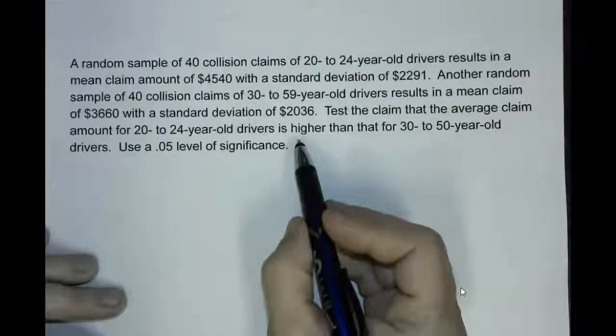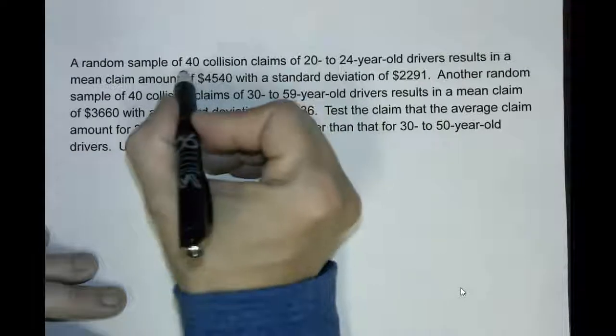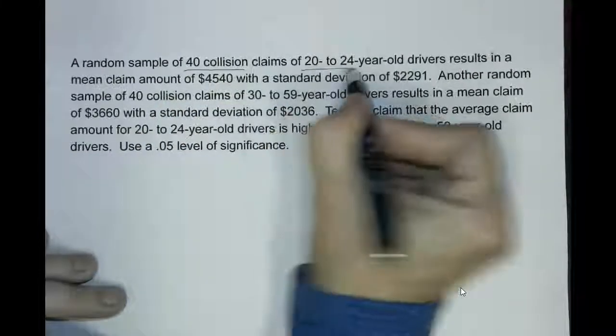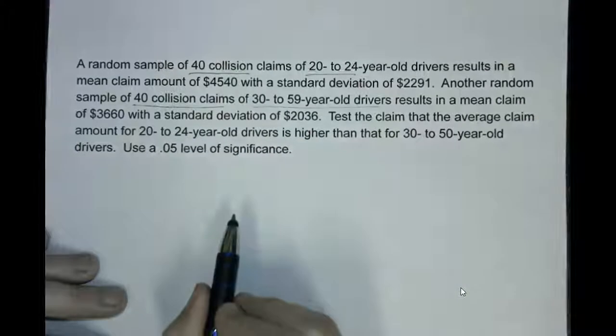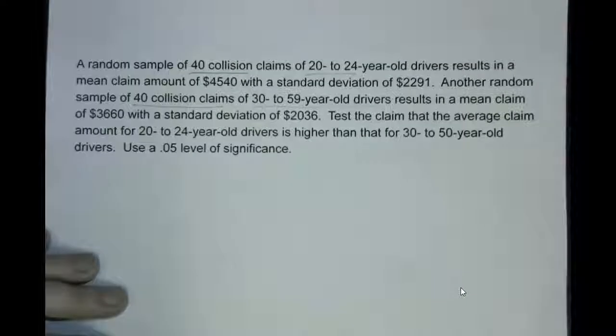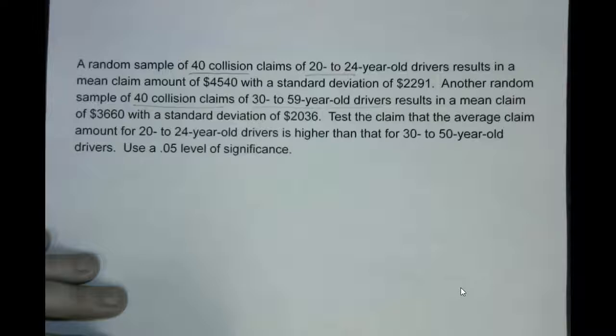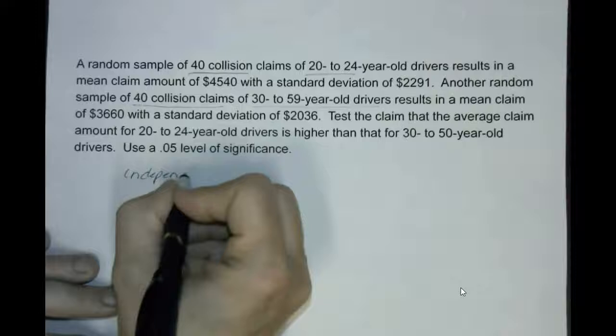Okay, here's another one. On this one we have 40 collision claims from 20 to 24-year-old drivers, and then another 40 collision claims from 30 to 59-year-old drivers. Again, it doesn't say anything about any kind of relationship between the drivers. We just had one random sample of 40 claims and another completely independent random sample of another 40 claims. So this one is also independent samples.